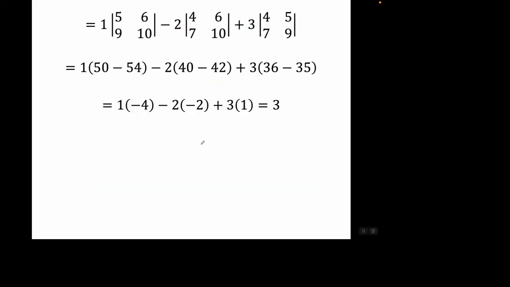Let's calculate that. Okay, so we have 1 times 50 minus 54 minus 2 times 40 minus 42 plus 3 times 36 minus 35. In other words, it's going to be 1 times negative 4 minus 2 times negative 2 plus 3 times 1, and all of that works out to be 3. So that is the value of the determinant.